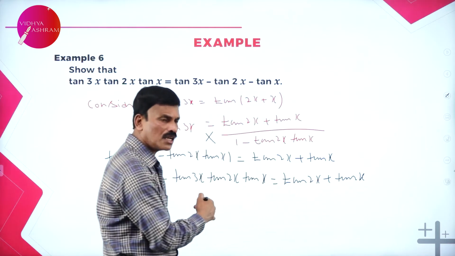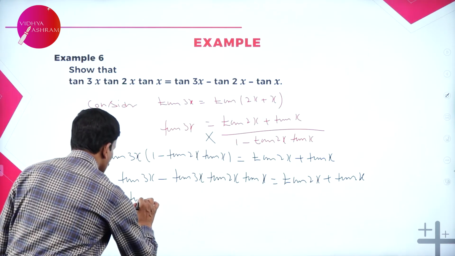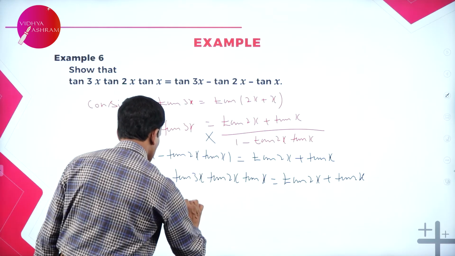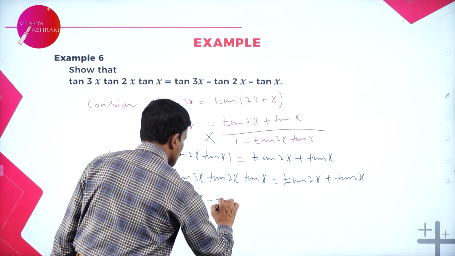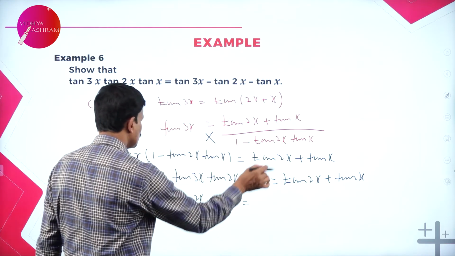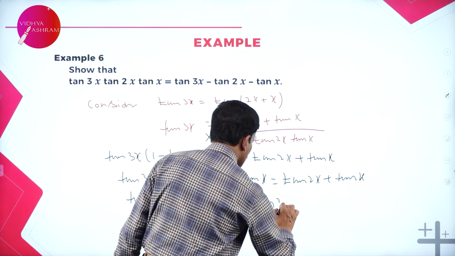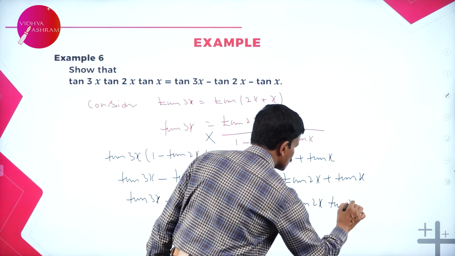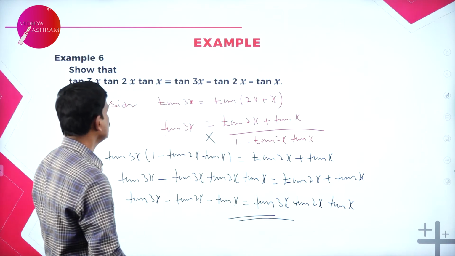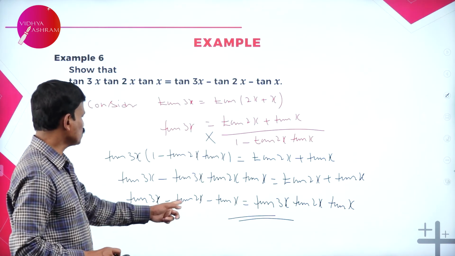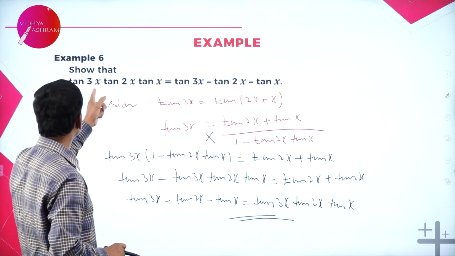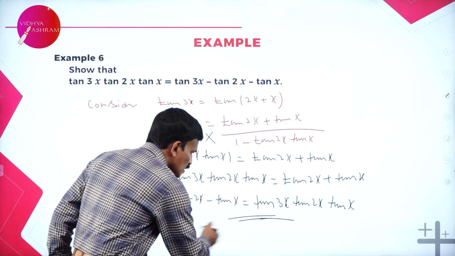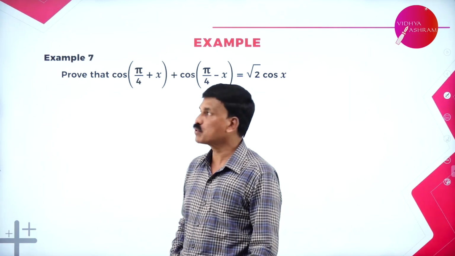Now transfer this to the left hand side. So this is tan 3x and this becomes minus tan 2x and minus tan x is equal to, transfer this, minus becomes plus, plus tan 3x into tan 2x into tan x, which is the required answer. See here, tan 3x minus tan 2x minus tan x is equal to tan 3x into tan 2x into tan x. That is the required answer. Let us come to the next problem.